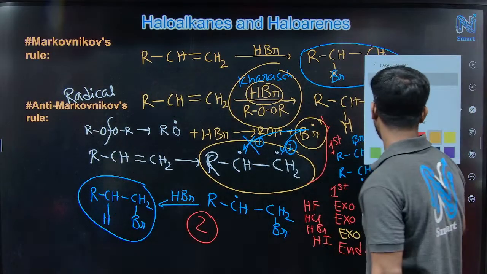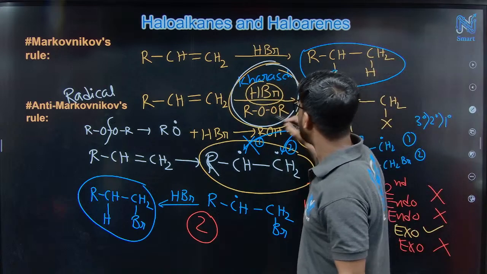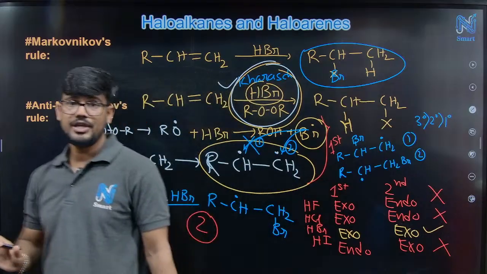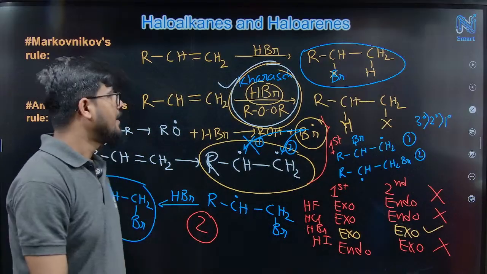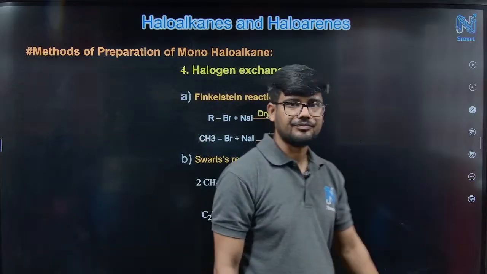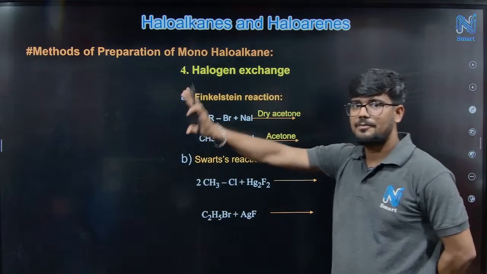Only HBr can show Kharasch effect. Okay, Anti-Markovnikov rule. Clear? So here so many things we have discussed. Okay. Next part. So here we have halogen exchange. Up to the third process we are done.